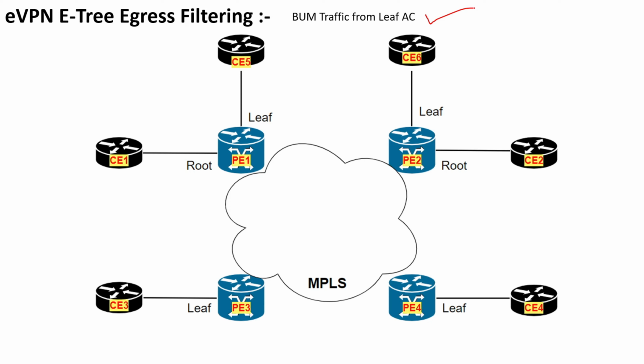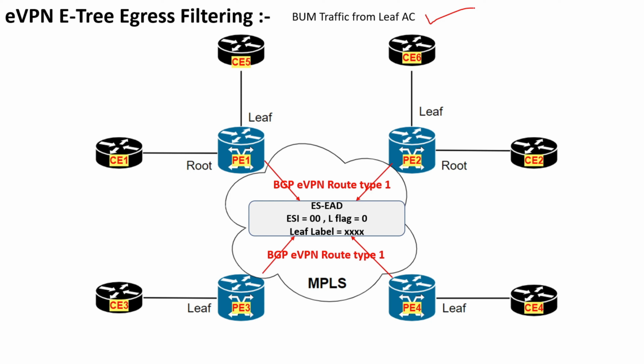So once you commit this configuration, routers are going to generate the BGP EVPN route type 1, that is ES-AD, where the ES flag is set to 0 because all these are single homing. Hence the ESI, that is Ethernet segment identifier, is 0. The L flag will be set as whatever the leaf flag is, and it will assign one label that we call the leaf label. In the subsequent slide we will see the exact use of this leaf label. We use this in the communication for the BUM traffic from the leaf attachment circuits.